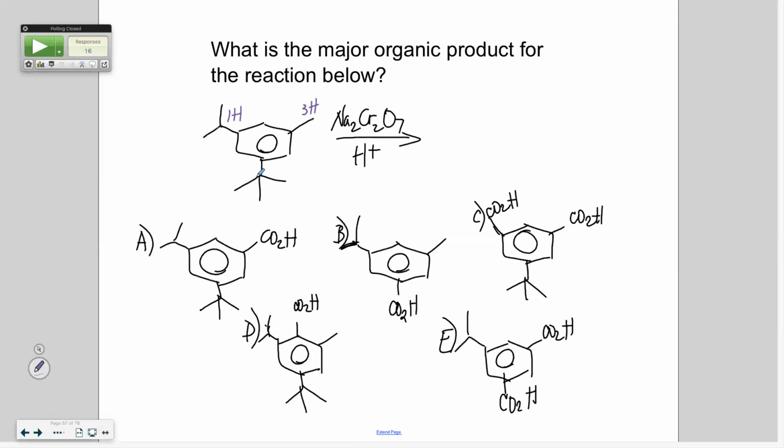This carbon has how many hydrogens? 1. This one has none. Doesn't matter if it has an OH on it or not. So this one and this one, the 1 hydrogen and 3 hydrogens, will get oxidized to carboxylic acid. Okay, the t-butyl group will not be oxidized. And yeah, if you went to all that trouble to put that isopropyl on there, you just lost it. Okay, it's kind of sad, really.